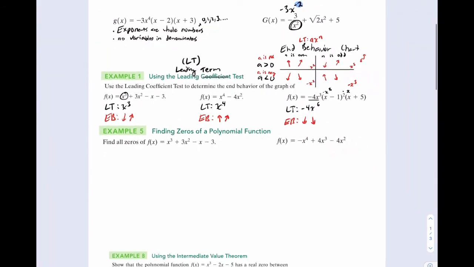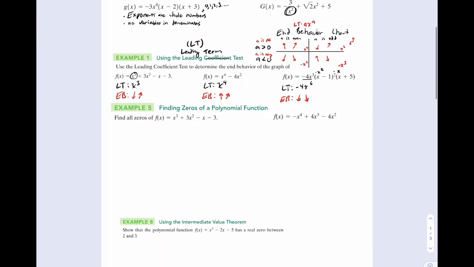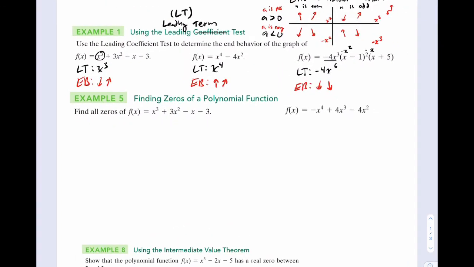Now we're going to actually graph these. So it says find all zeros. We're just going to do everything. We're going to find the zeros and also graph it. So we'll start there. Zeros, recall, that just means x-intercept. So let's solve that. 0 equals x cubed plus 3x squared minus x minus 3. This is a group factoring question.